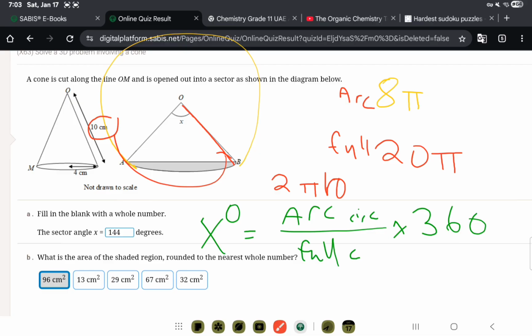What is this? Okay, pi multiplied by 360. What do you get? 144. Let's go. Okay, so that's it.